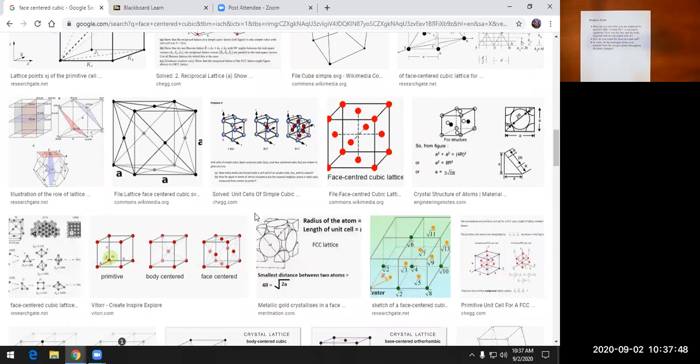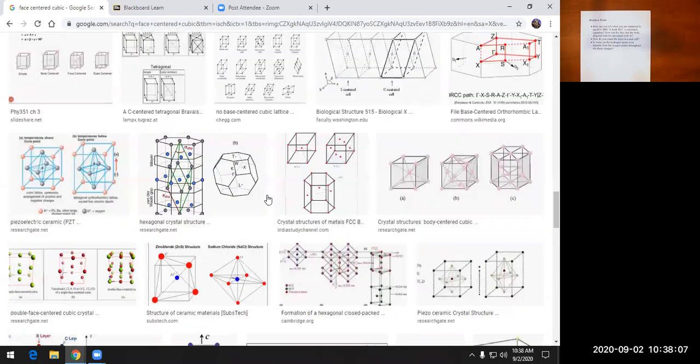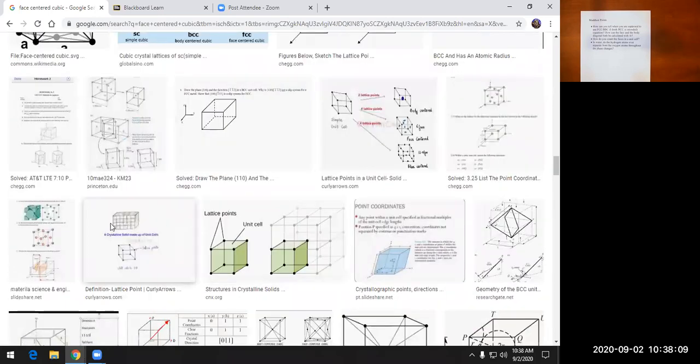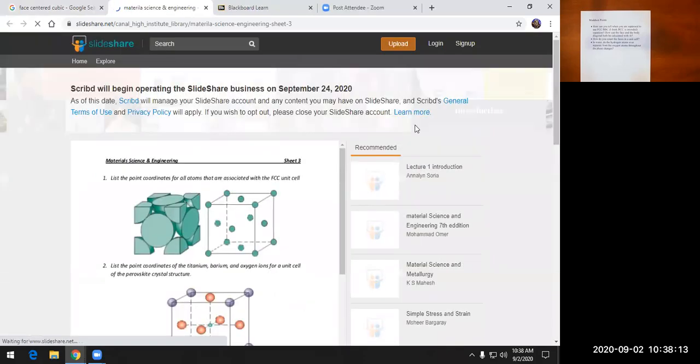Let's see if we can find one. I may not have brought the PowerPoint files that I had. So I'm just going to have to hope that I can find one down here that actually shows this. Oh, here we go. That one's good. All right.